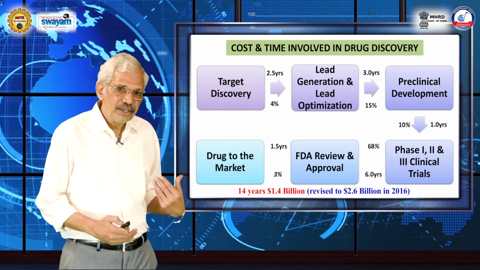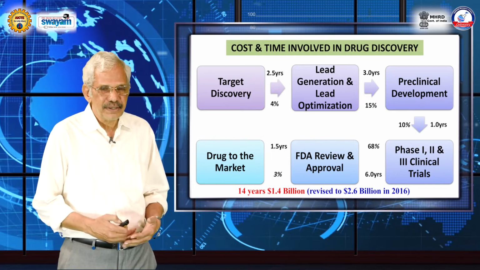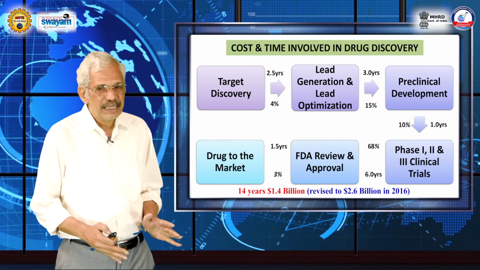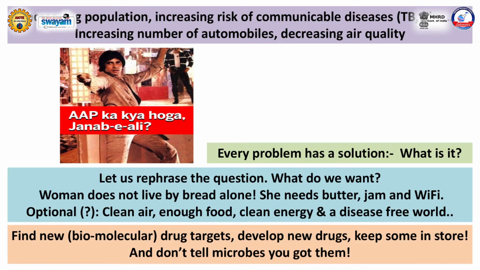And this is particularly true for third world country diseases where the investments are low, but the need is very high. So now what do we do? Well, here is what our famous singer says, "Aapka kya hoga Janabe Ali." Now, what does this mean? Well, it means that you find new targets, develop new drugs, and keep some in store, and don't tell microbes you got them. So that's the general idea here.